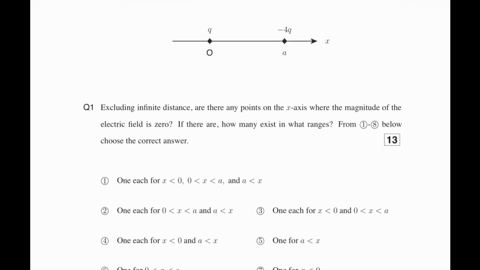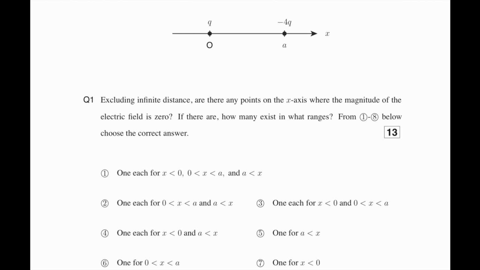Excluding infinite distance, are there any points on the x-axis where the magnitude of electric field is 0? If there are, how many and in what range? From 1 until 8 below, choose the correct answer.